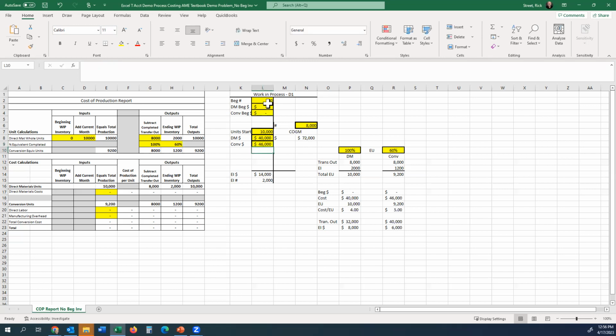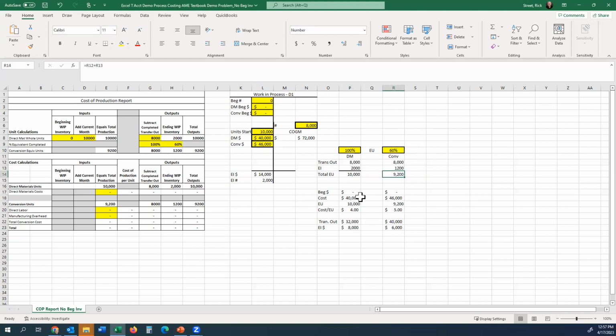Again, remember, we didn't have any beginning inventory. And all that changes there is we just need to know the number of units in beginning inventory and the cost, and boom, we've got it. It's all done. Okay, let's just take a look at what we've got now. So we calculated our equivalent units. Direct materials equivalent units is 10,000. Our conversion costs are 60% complete. And we end up with an inventory less than 2,000. So we end up with total equivalent units of 9,200.